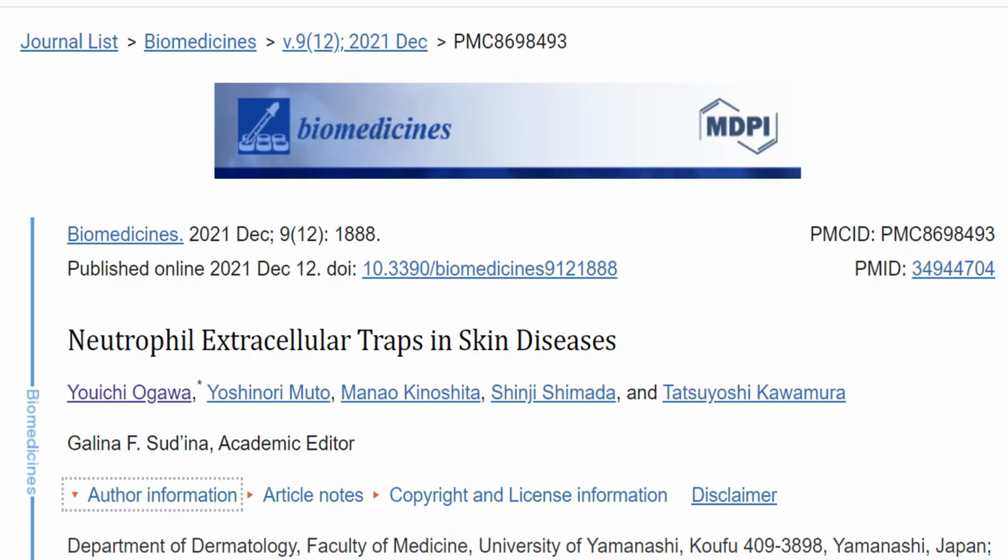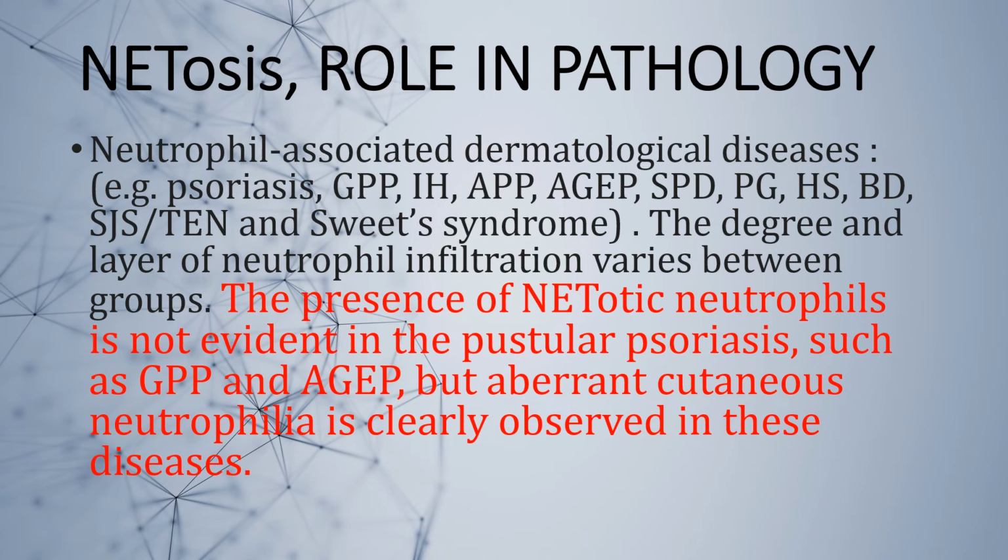As regards the role of NETosis or neutrophil extracellular traps in skin diseases, I had this paper which was published in Biomedicines, December 2021, Neutrophil Extracellular Traps in Skin Disease. In this paper, they mentioned that neutrophil-associated dermatologic diseases include many diseases like psoriasis, generalized pustular psoriasis, impetigo herpetiformis, subcorneal pustular dermatosis, pyoderma gangrenosum, hidradenitis suppurativa, Sweet syndrome, Behçet disease.